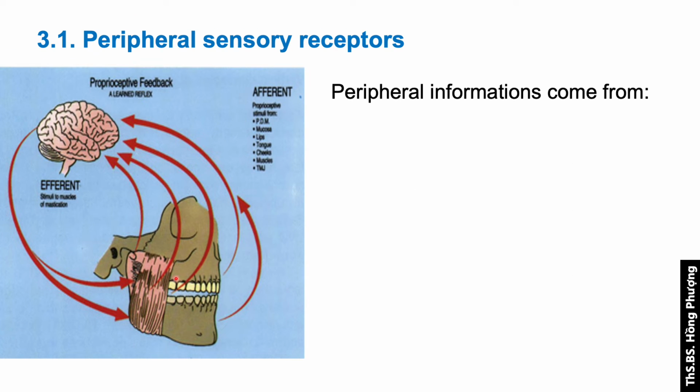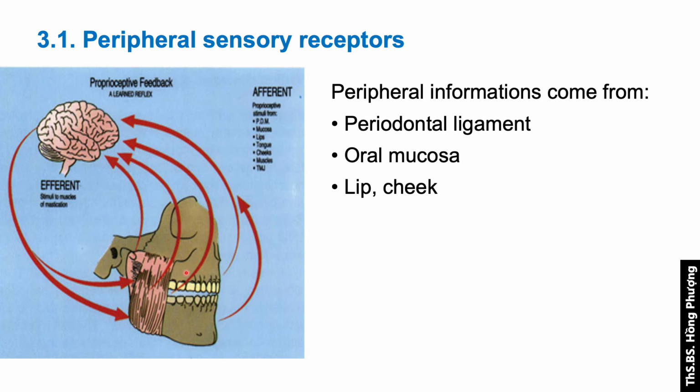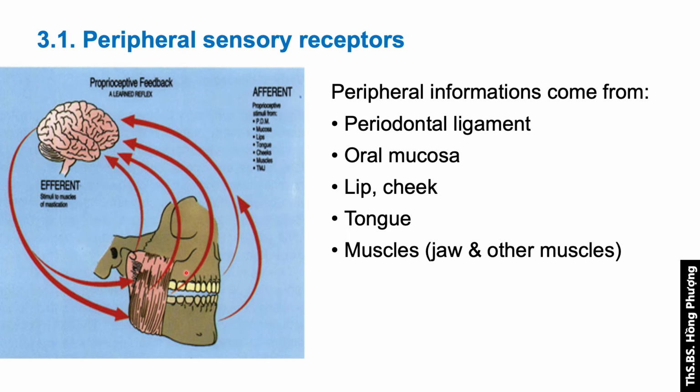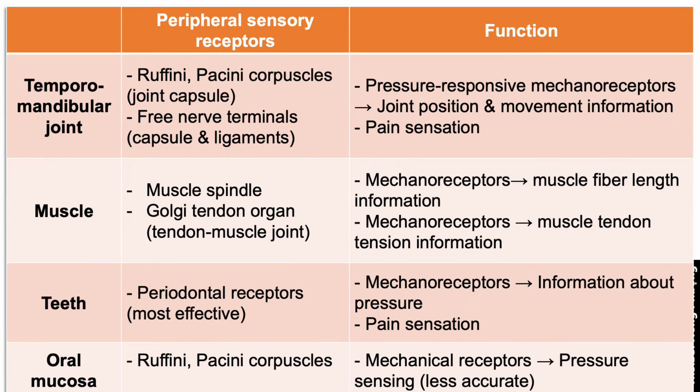Thus, firstly, all of the information about the condition of peripheral tissue must be received completely and correctly from the peripheral sensory receptors, such as from the periodontal ligament, oral mucosa, lips, cheeks, tongue, muscles like jaw muscles and other muscles, and the temporomandibular joint. Each type of peripheral sensory receptor has its own function in receiving different stimuli.